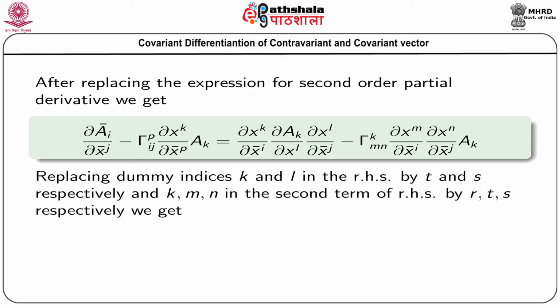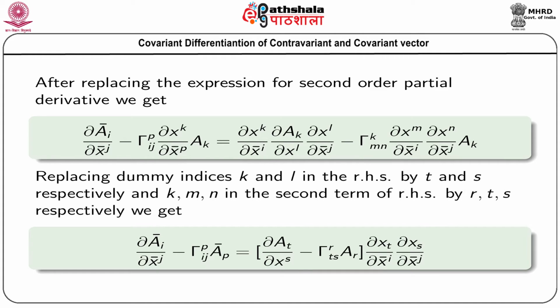Here also replacing the dummy indices k and l in the right hand side by t and s respectively, and k, m, n in the second term of the right hand side by r, t, s respectively, we get this expression: ∂ā_i/∂x̄^j minus Γ̄^p_ij ā_p equals, in the third bracket, ∂a_t/∂x^s minus Γ^r_ts a_r, third bracket close, ∂x^t/∂x̄^i ∂x^s/∂x̄^j.